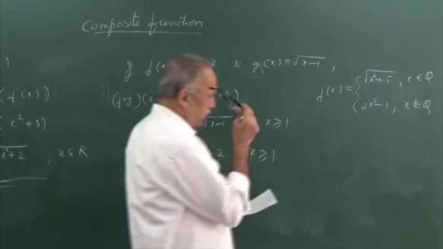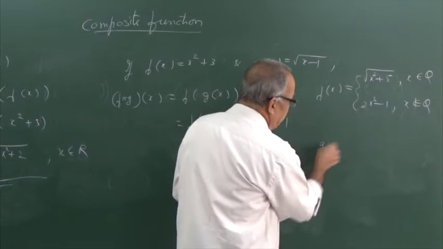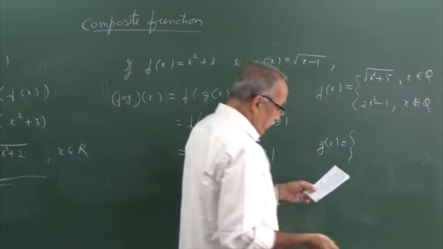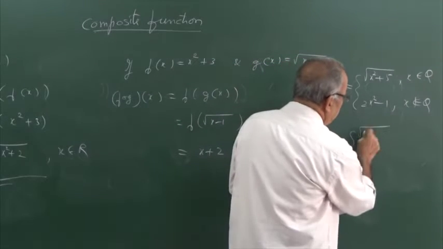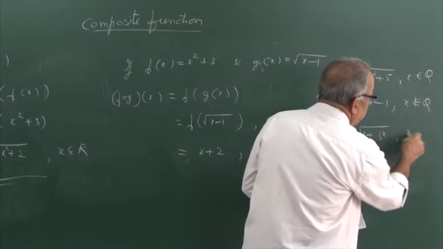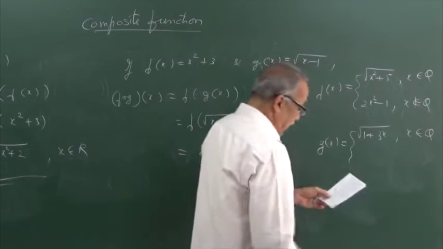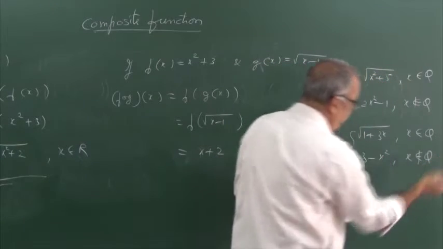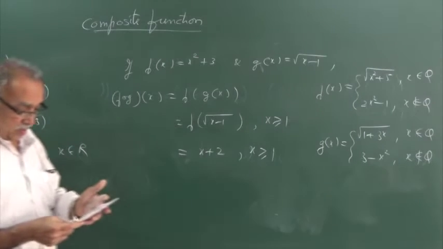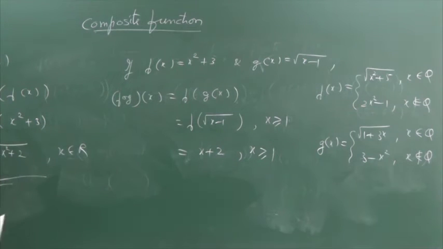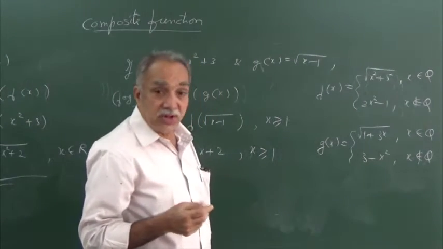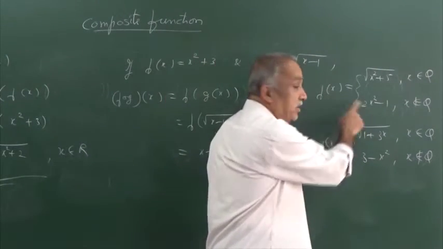Okay. Next, second function G, let it be defined by, again piecewise I am going to define it, root of 1 plus 3x if x is a rational, and 3 minus x square if x is an irrational. So what will be f of root 2? F of root 2, x is irrational. Now you will have to apply this formula.